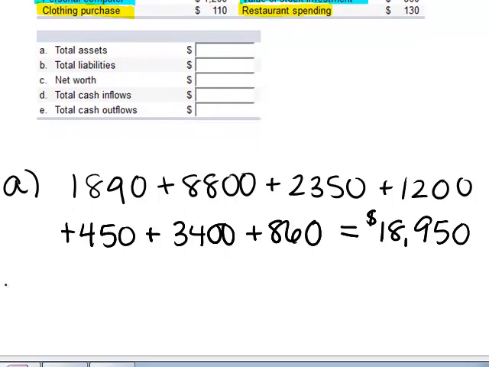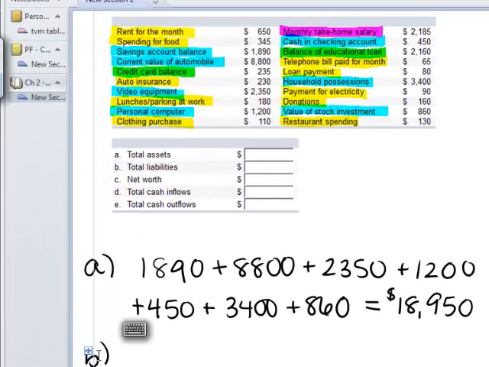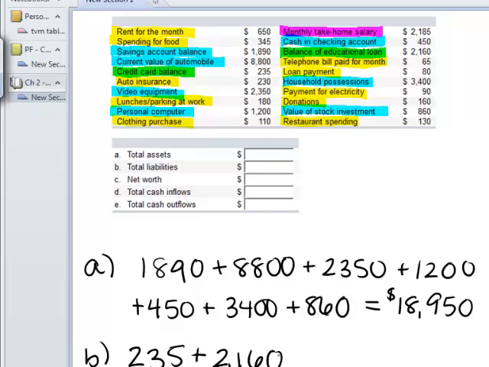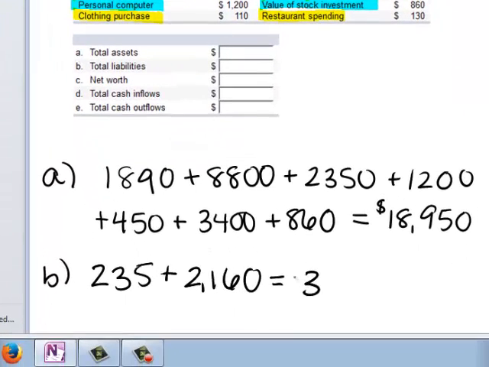All right, so next I have liabilities. So my total liabilities, these are my green in the table up here. So my credit card balance and the balance of my educational loans. So student loans and credit cards. So here that's going to be $235 plus 2,160. All right, and so that is going to equal $2,395.